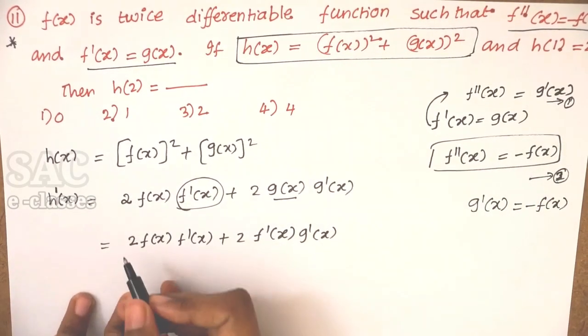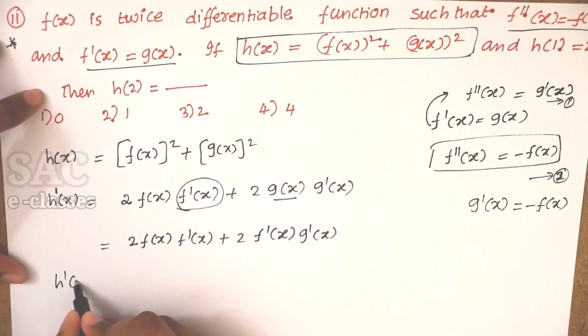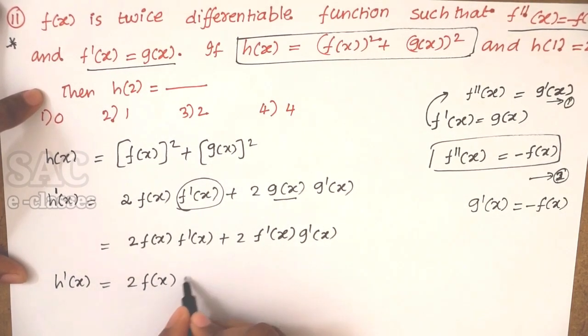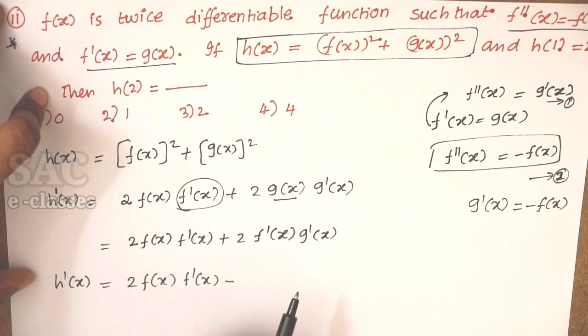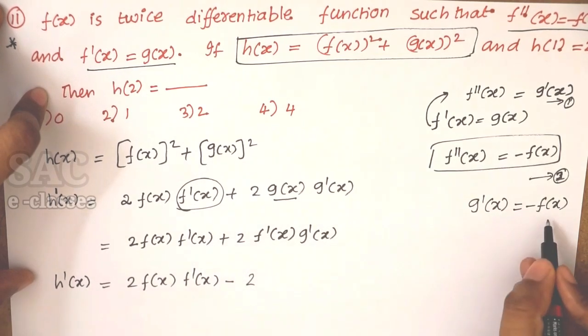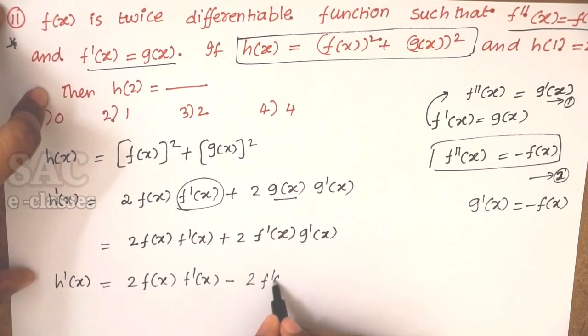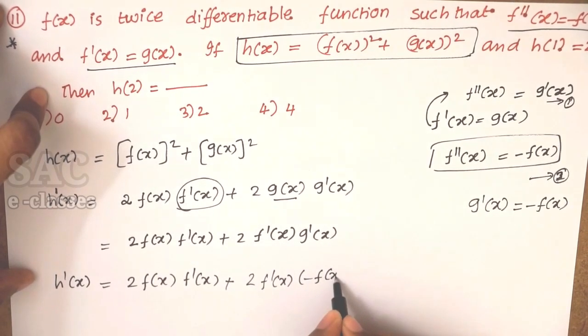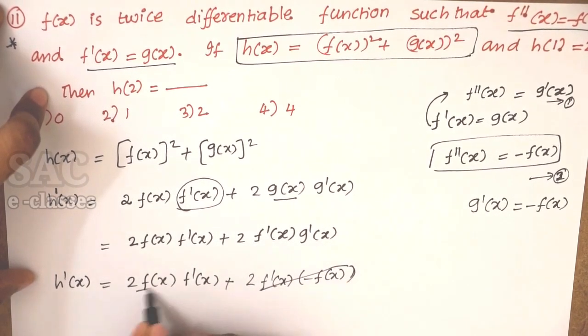So h dash of x equal to 2 times f of x into f dash of x minus 2 into f of x into f dash of x minus 2 into f dash of x into g dash of x. Now what we got? Minus f of x. So clearly, getting cancelled, h dash of x equal to 0.